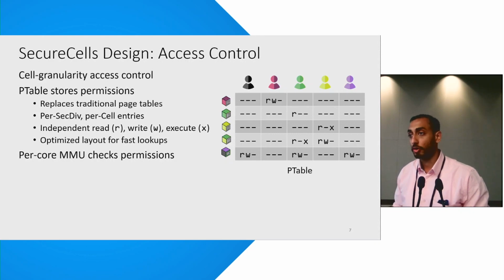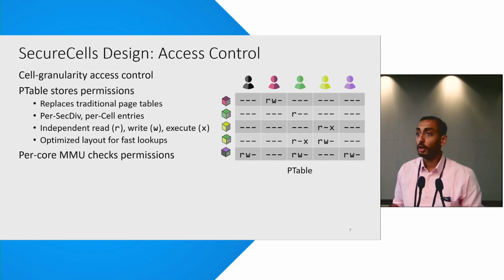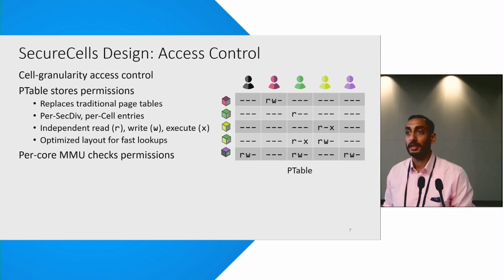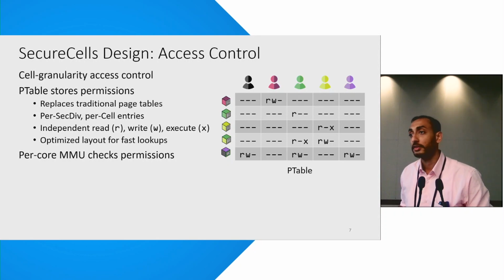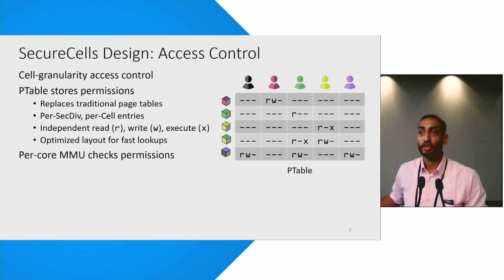We have a new structure called a P table, which stores permissions and replaces the traditional page tables. The P table is extremely flexible. It has per-security-division, per-cell permissions with independent read, write, and execute permissions. For performance, we have also laid this out in memory in a way that is optimized for fast lookups. Finally, access control relies on a per-core MMU, which is able to access these permissions, enforce them, and cache them on chip.